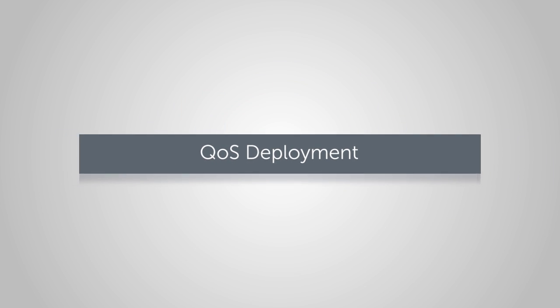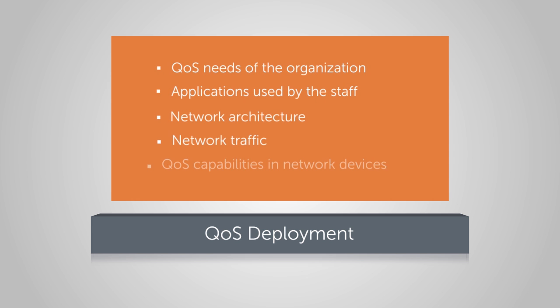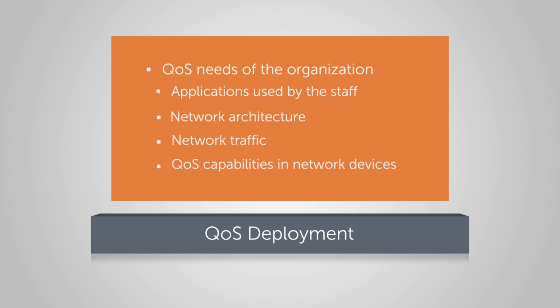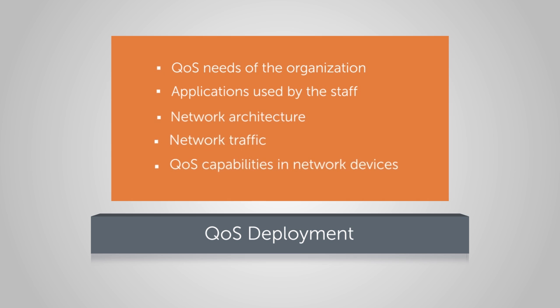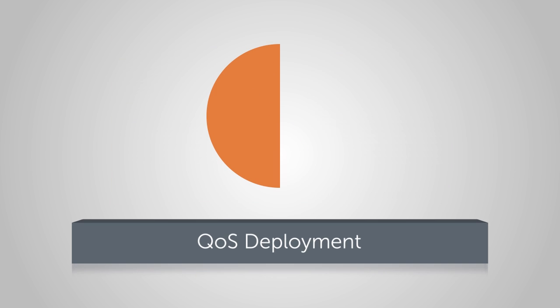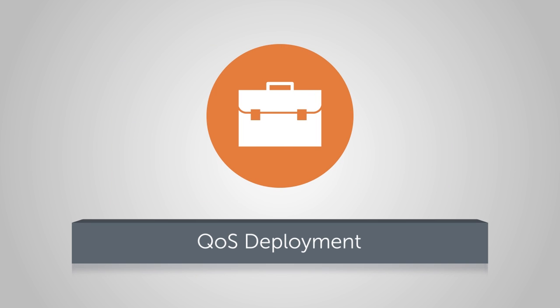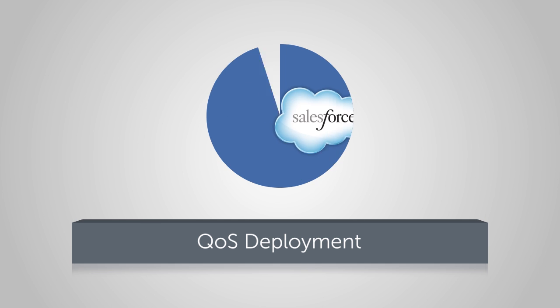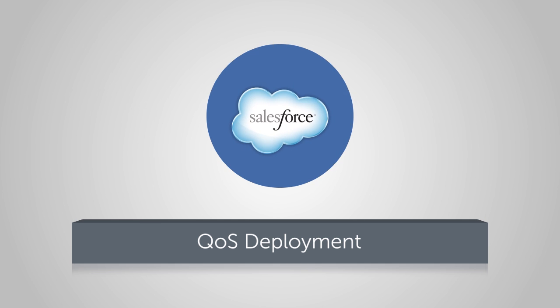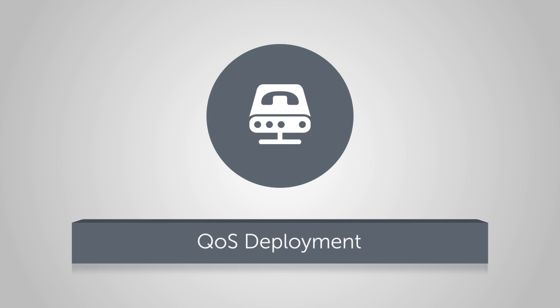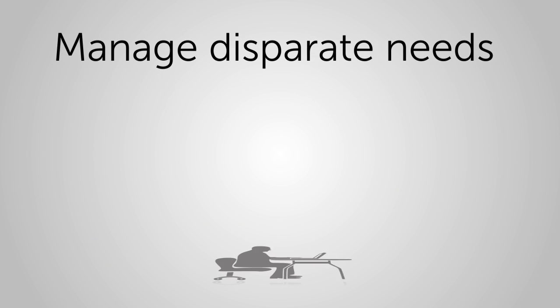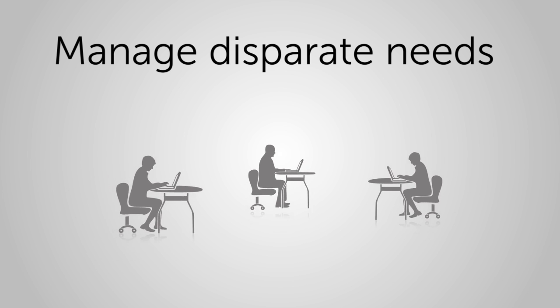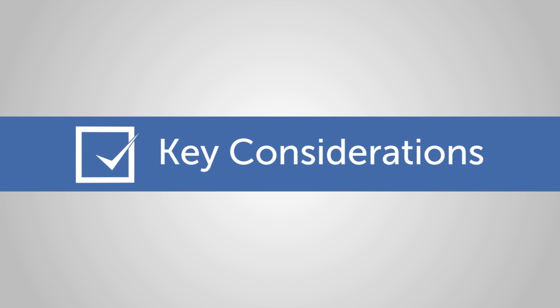When deploying QoS, you want to keep in mind a number of factors that include your specific needs, usage, network structure, and QoS capabilities. Perhaps your finance team might care only about the ERP solution. Your sales team might care only about Salesforce. Other employees care more about VoIP and video. How do you balance out all of these disparate needs so users get the application performance they need to be productive? When looking for the right QoS solution, there are several key considerations.